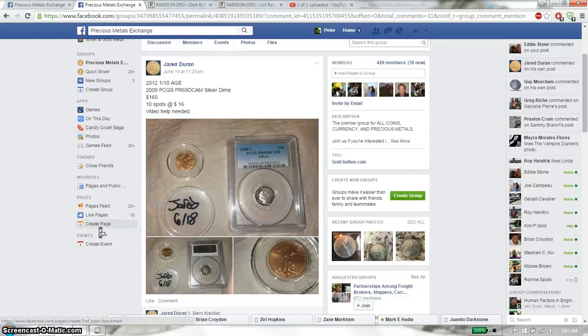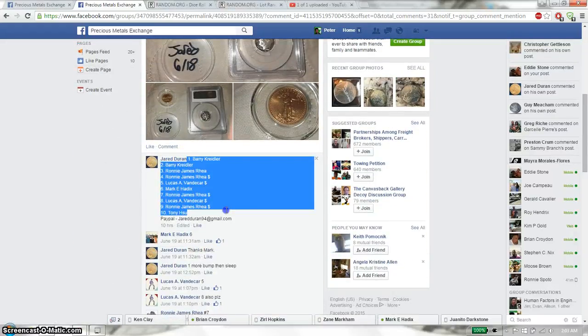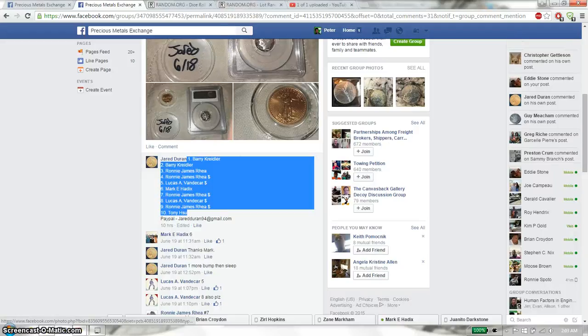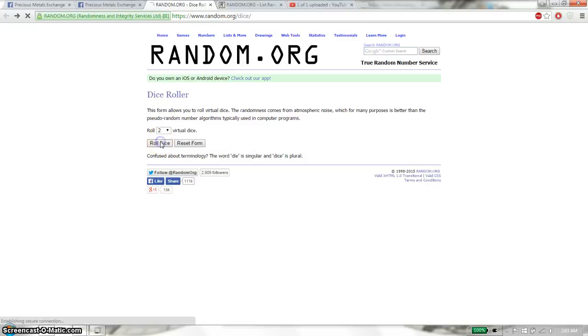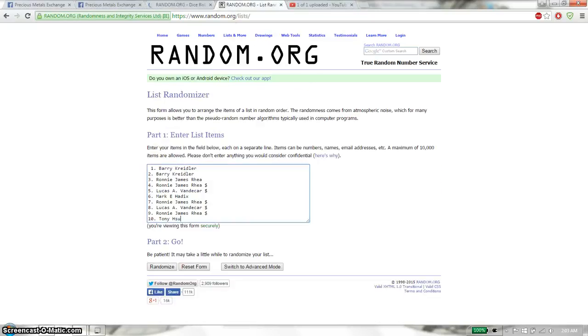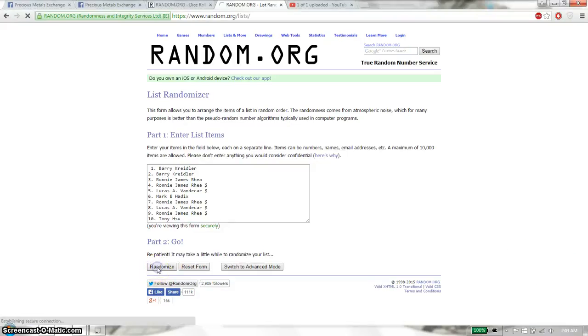We have a total of 10 spots. We have Barry on top and Tony at spot 10. Let's copy this and paste it over here. Two dice, no snake eyes, and we have a 5 and a 3, that gives us 8, and we will start at 203. Good luck, everyone.